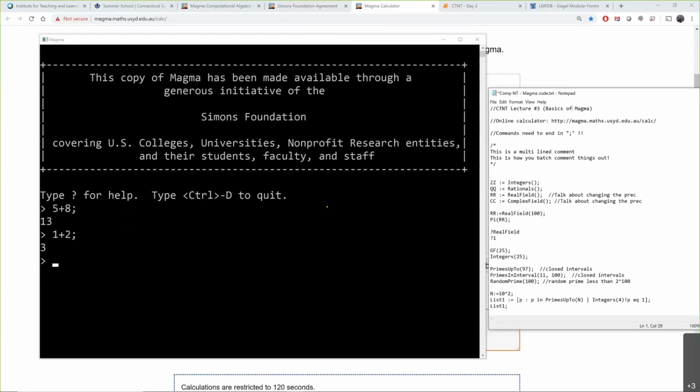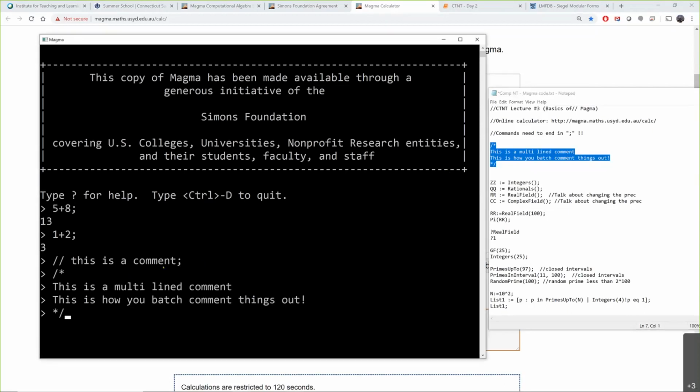Let's start with just a comment in Magma. I can type like this: this is a comment, and Magma is going to ignore me. You can also do multi-line comments in your code. So I can, all right, maybe I messed up already, like this, copy and paste. Okay, so that's a multi-line comment, just in case you want to comment something out.